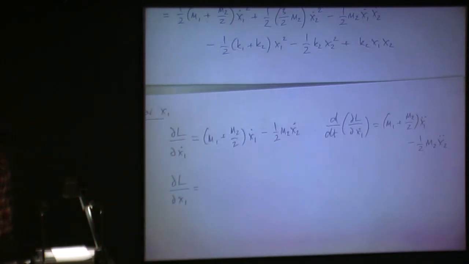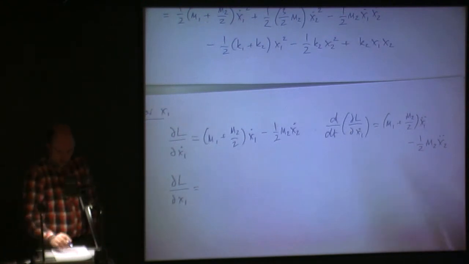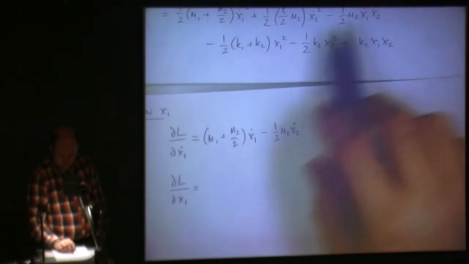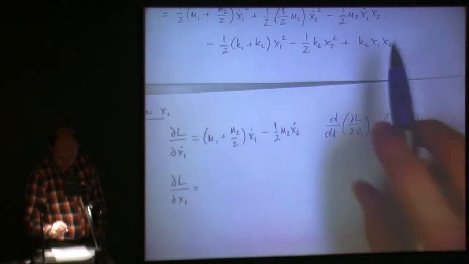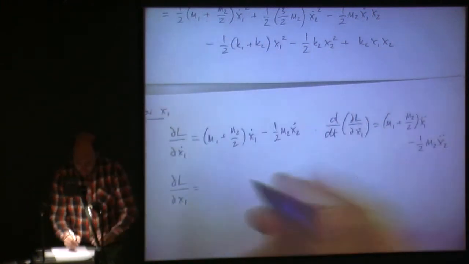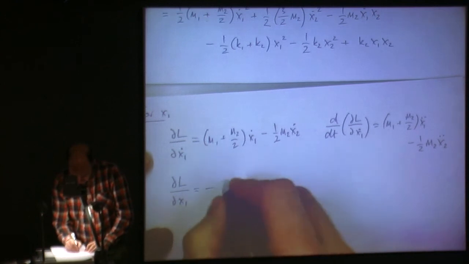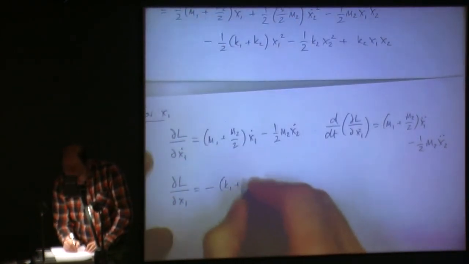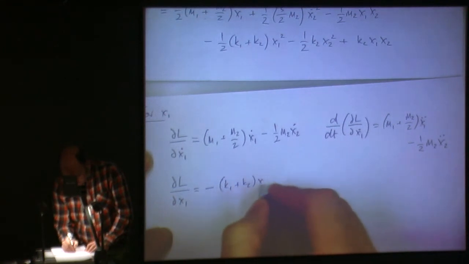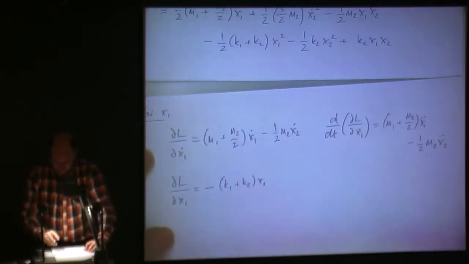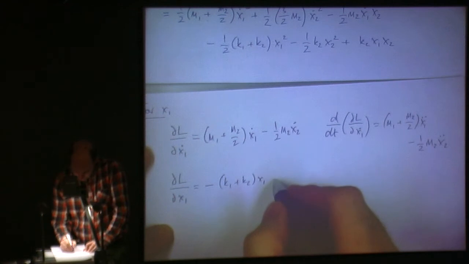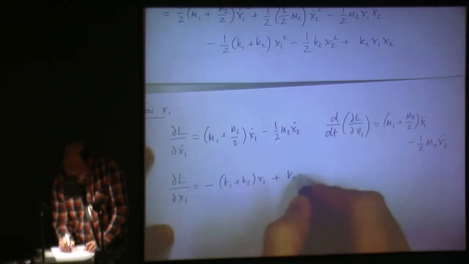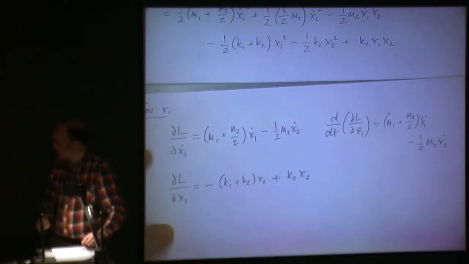So now I take the derivative with respect to x without the dot on it. And so obviously all of those terms are constant. I've got this one and that's it. So it's just this term here. I have minus, the 1/2 disappears, (k1 plus k2) x1, and I've got this term over here, plus k2 x2.